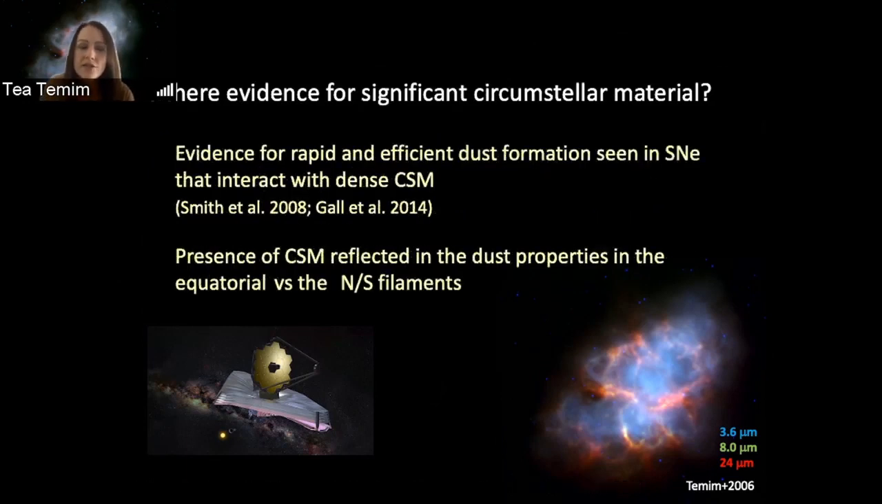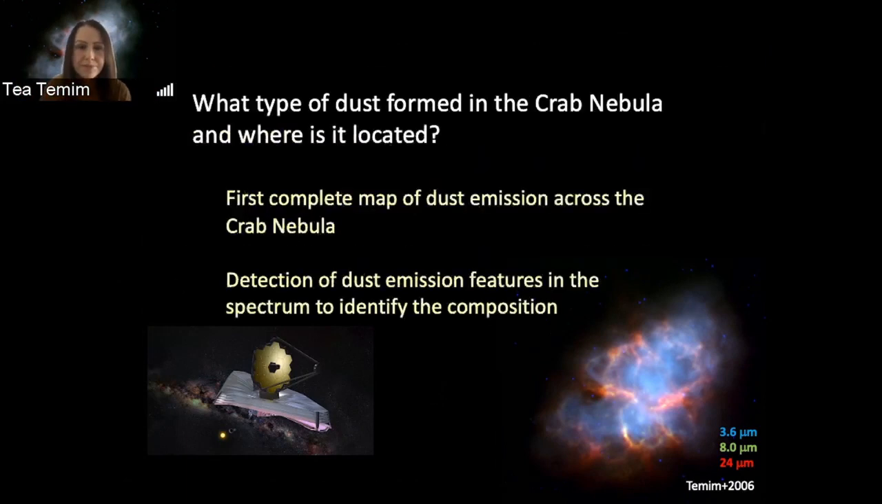If there is dense circumstellar material present in the crab, that could explain that high supernova luminosity from the historical records. Its signatures would not only be present in the chemistry of the ejecta filaments, but they would also be present in the quantity and spatial distribution and chemistry of the dust that formed in the filaments. There is evidence that rapid and very efficient dust formation occurs when supernovae interact with dense circumstellar material. So if that material was present in the crab in that equatorial region, we hope to see differences in the dust composition and distribution in those regions compared to the rest of the nebula.